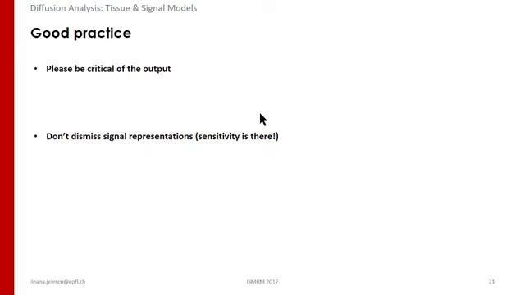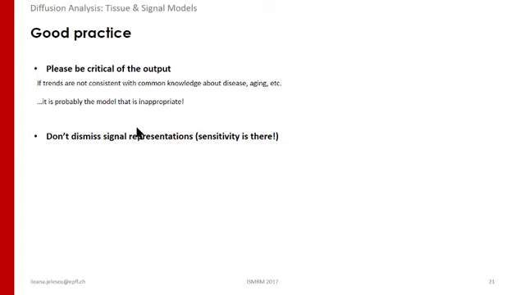So here are 2 points that I think, at least to me, are good practice for biophysical modeling. Please be critical of the output. If the trends that you see are not consistent with common knowledge about disease, aging, etc., it is probably the model that is inappropriate. It's not necessarily that you made some groundbreaking discovery. I mean, you might have, but just double check.